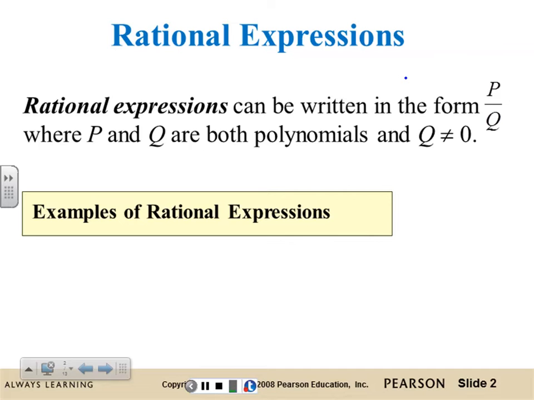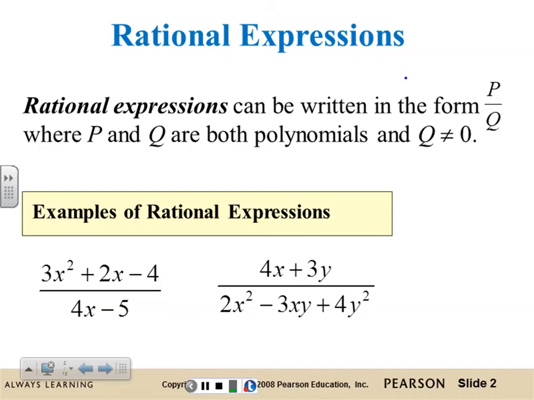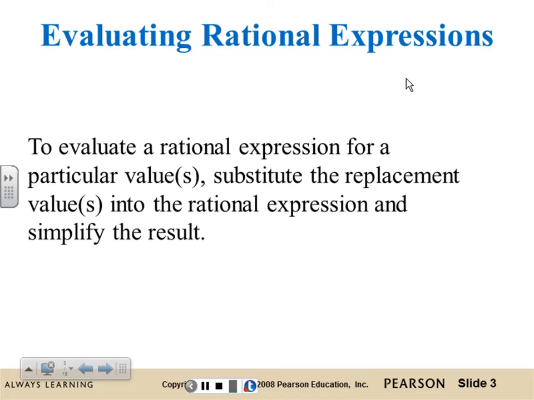Some examples of rational expressions would look something like this. You have a trinomial over a binomial. Here we have a binomial over a trinomial, and here we have a monomial over another monomial. So what we're going to do is learn how to do some math with these rational expressions, or fractions with polynomials.